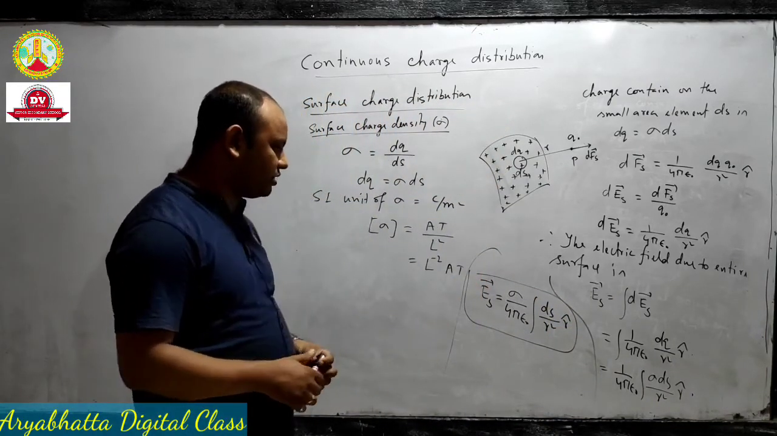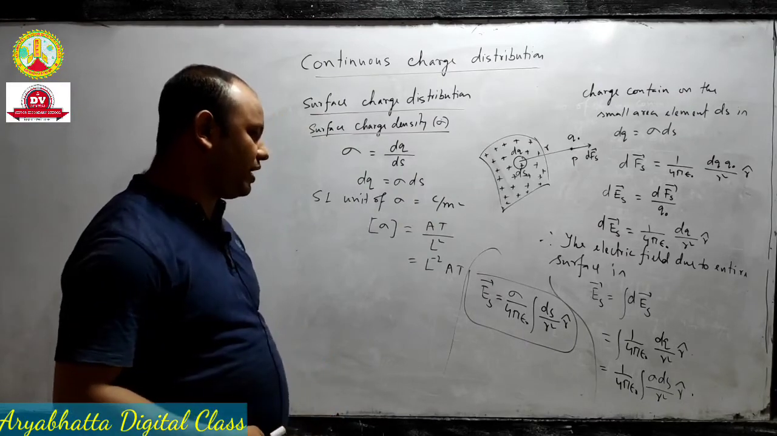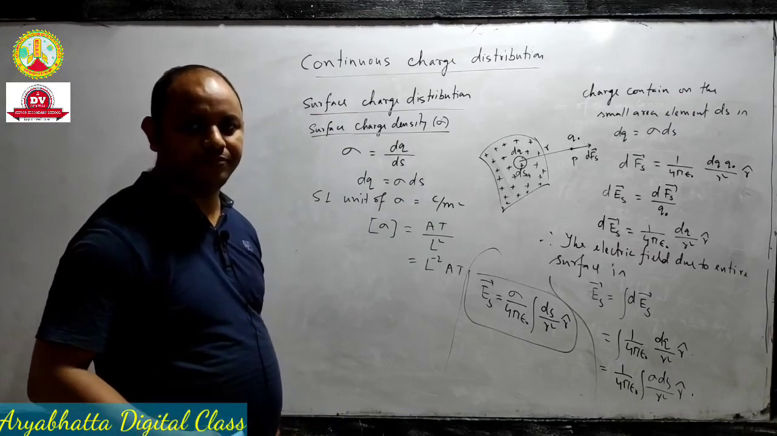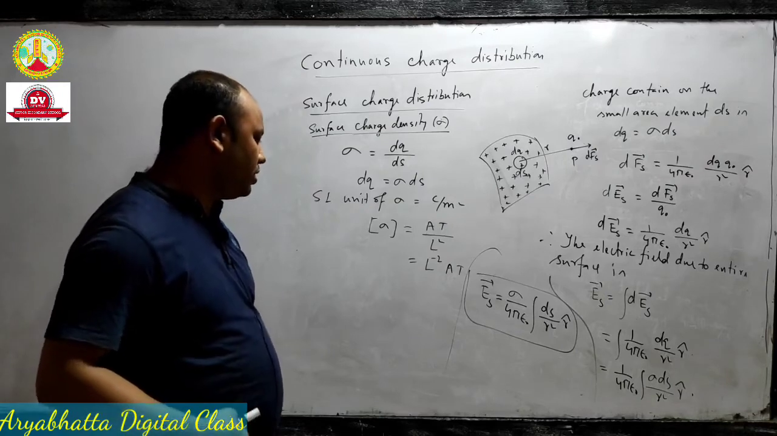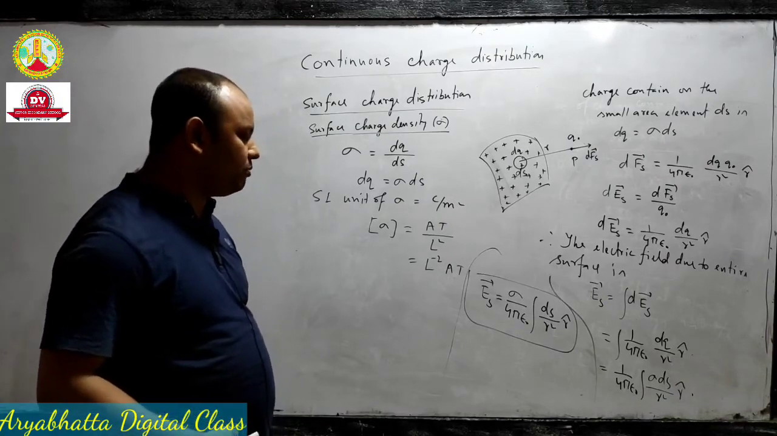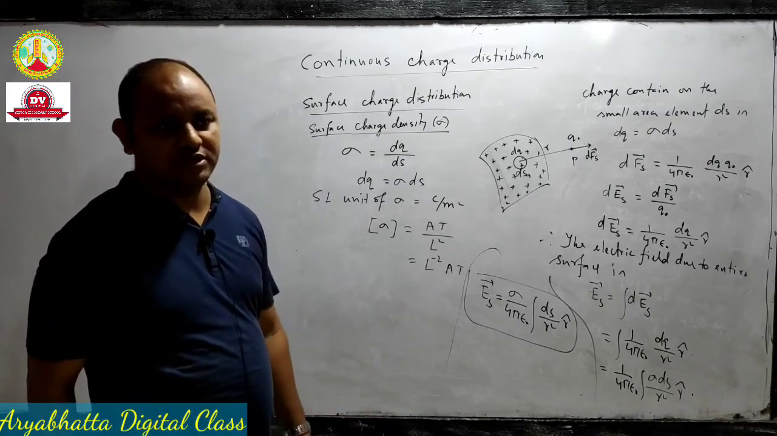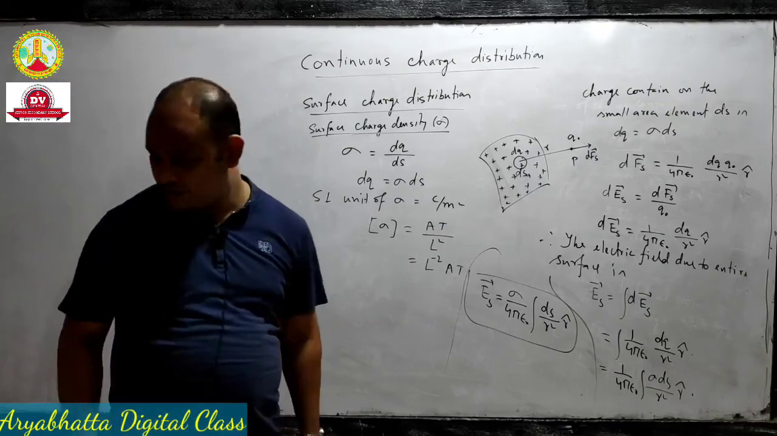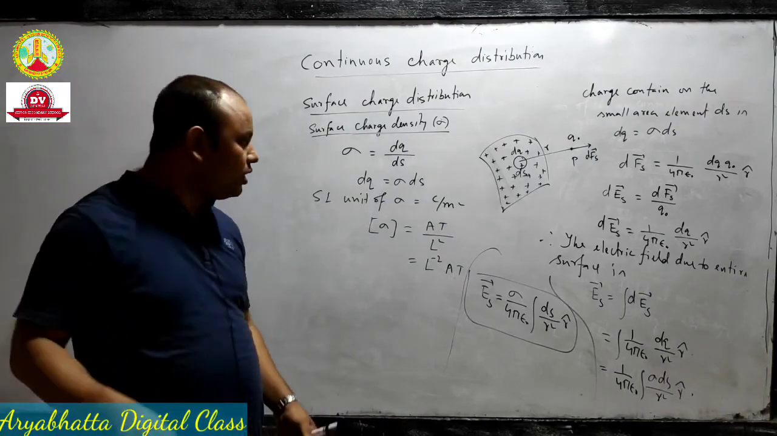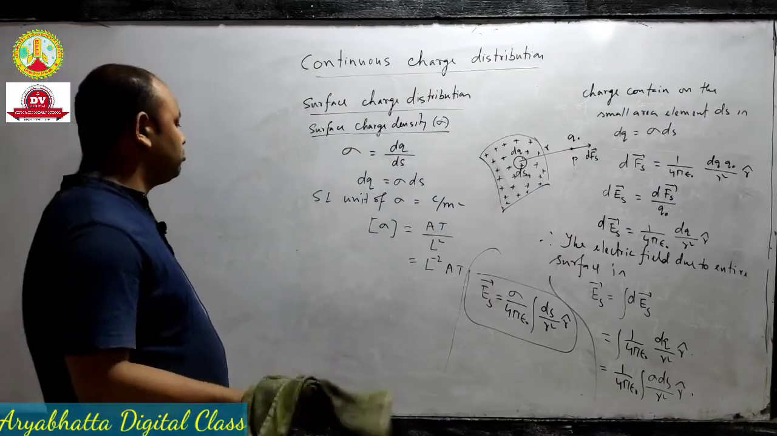Sigma by 4 pi epsilon naught integration ds by r square r cap. This is the electric field at point P due to a surface charge distribution. And then we will discuss the volume charge distribution.